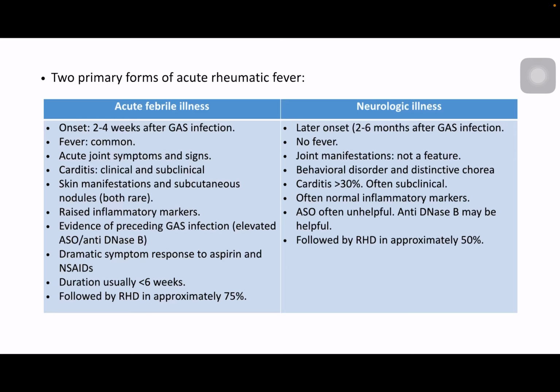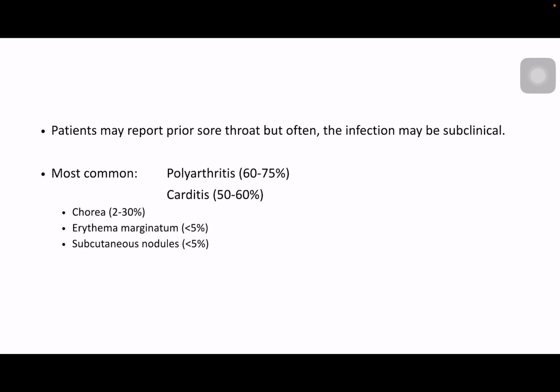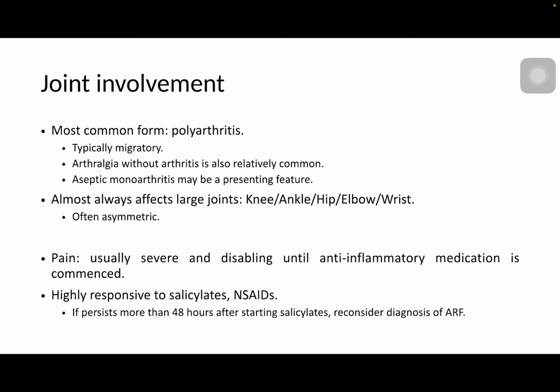Moreover, whenever we have neurological manifestation, the prognosis becomes bad. The prognosis is bad because with chorea they have particularly two to three signs positive: the milkmaid sign, spooning of the hands, and deformed handwriting. Now the patient may report a prior sore throat, but often the infection may be subclinical. So there is polyarthritis, carditis, chorea, erythema marginatum, and subcutaneous nodules.